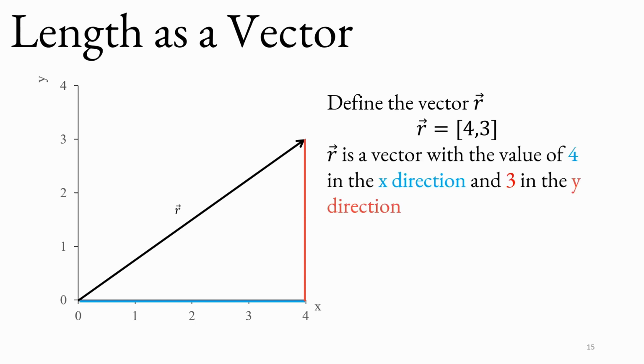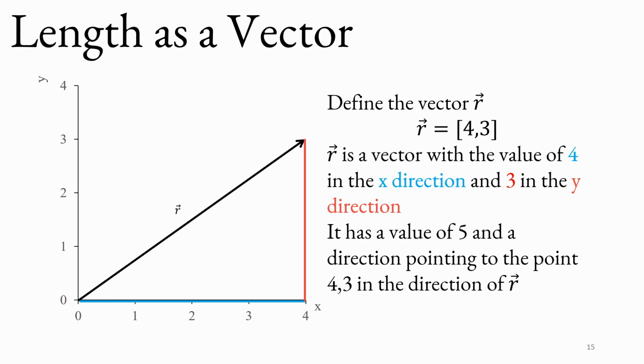So r is a vector with the value of 4 in the x direction and 3 in the y direction, okay? That's a vector, 4, 3. That's the vector, but it has to be in brackets. It has a value of 5 in the direction pointing to the point 4, 3, in the direction of r. So now we have a new vector, which is going to be in the r direction.